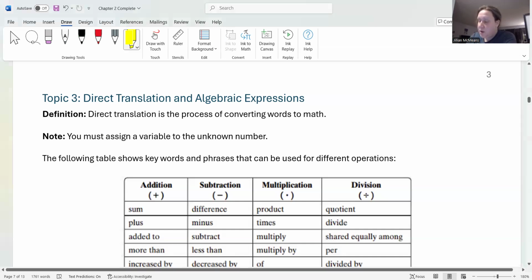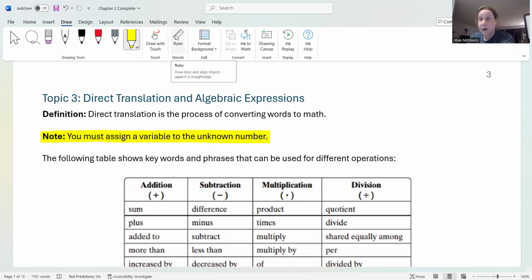So in the previous chapter, when we were solving word problems, we weren't really using algebra at all. We were just adding, subtracting, multiplying, or dividing, and so forth. Now we're going to very gently incorporate this idea of algebra.